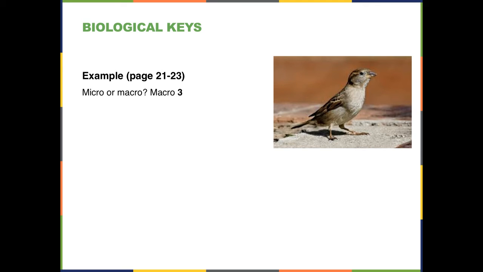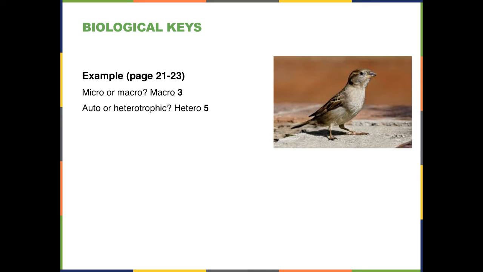The first question on page 21 is: is this a microscopic organism or a macroscopic organism? Obviously, that means can you see it without a microscope? Unless this is a microscopic picture, which it's not, we can see it. And so we go to question 3. It says, is this an autotroph? That is, does it get its energy without eating other things? Or a heterotroph? That is, does it have to eat? Well, most of these types of animals, and this one for sure, has to eat, so it's a heterotroph.